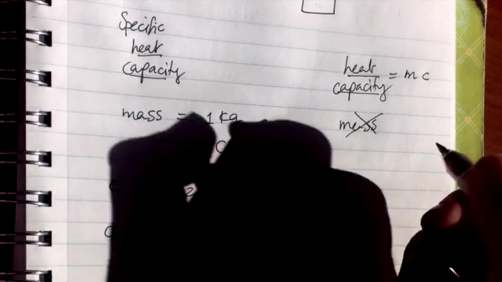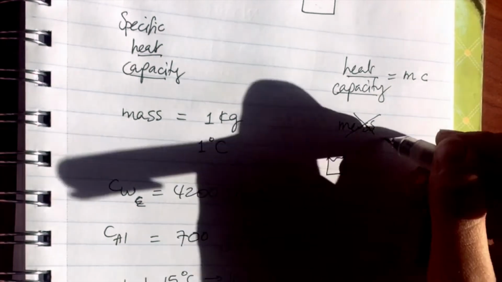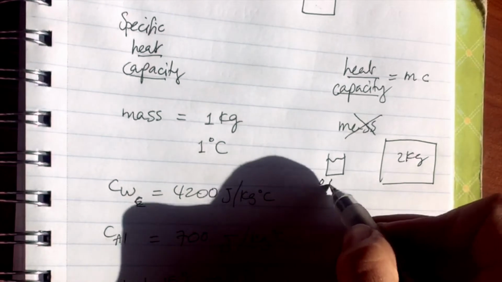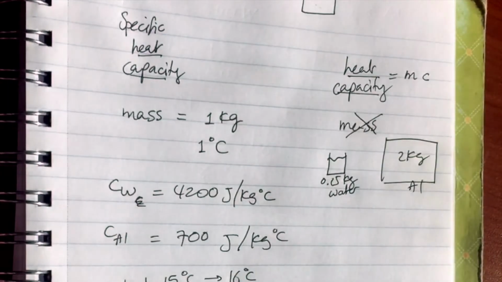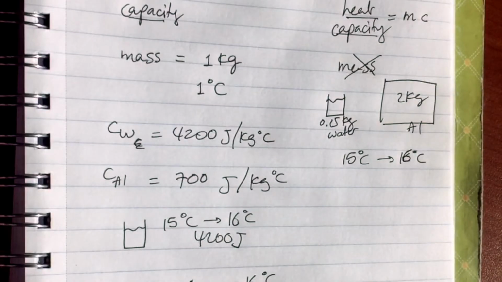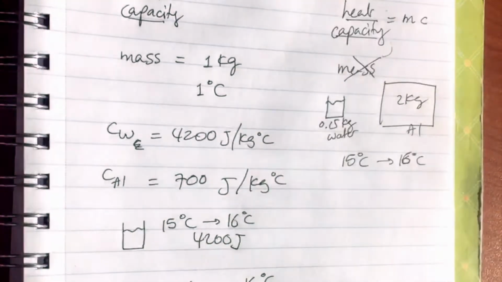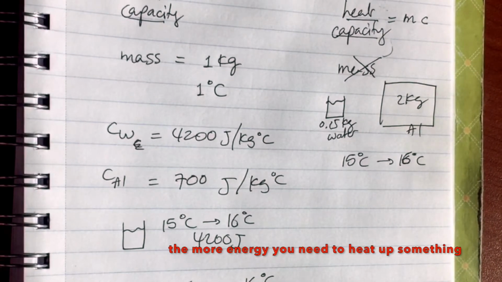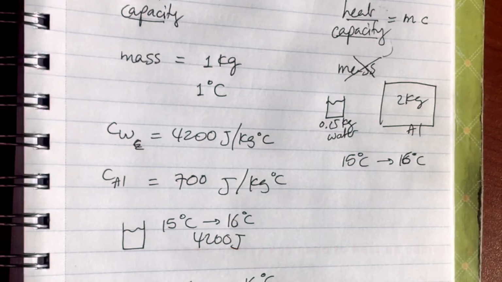So say you have a glass of water and a big block of aluminium. Say you have 2 kilograms of aluminium and then you have 0.25 kilograms of water. And then I tell you I want to heat both of them up by 1 degree Celsius, from 15 Celsius to 16 Celsius. So how much energy do I need to heat each one up? And then you can also calculate how much heat capacity, so how much can you store in this object? Because the more energy you need to heat up something, the more energy it can store. So the bigger the thermal capacity will be.